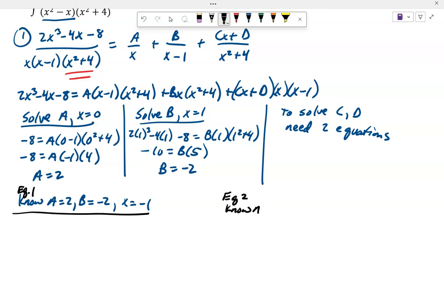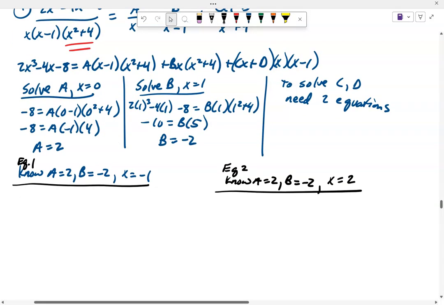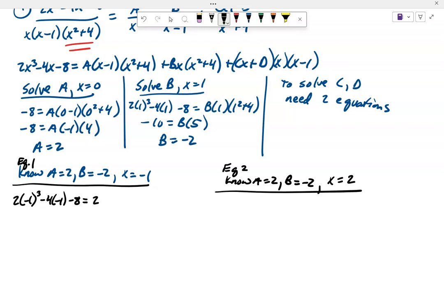Since I know A is 2, B is -2, I've already used 0 for x, 1 for x, and -1 for x. How about let's let x be 2 this time. And now I'll have a second equation. So I'll have 2 equations, and I'll be able to solve for C and D on these. Okay? We got 2 times -1 cubed minus 4 times -1 minus 8 equals A is 2.